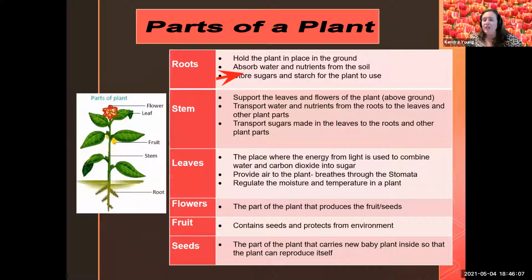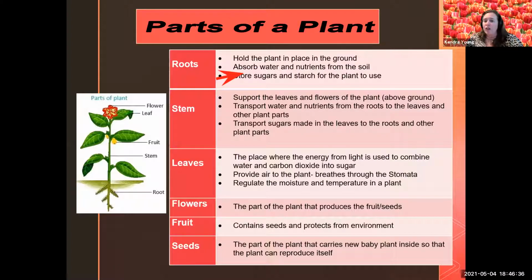So then we had our stem, so it also transports the sugars that are made in the leaves and things like the nutrients that it gets from the ground with the roots. And then we have the leaves. And think about the leaves as being like big umbrellas where they absorb the light. They get the light energy from the sun and they combine water and carbon dioxide and it starts to make sugar.